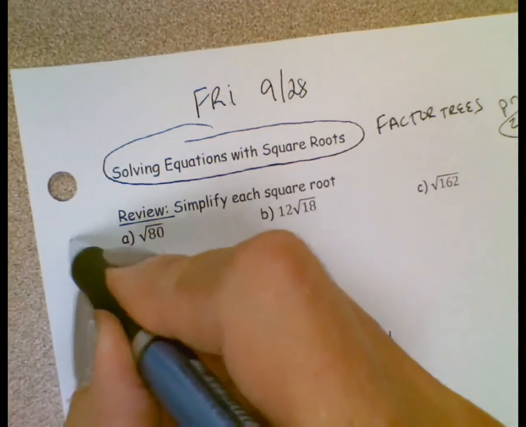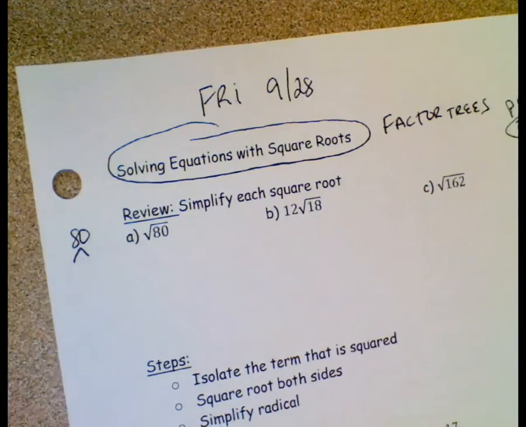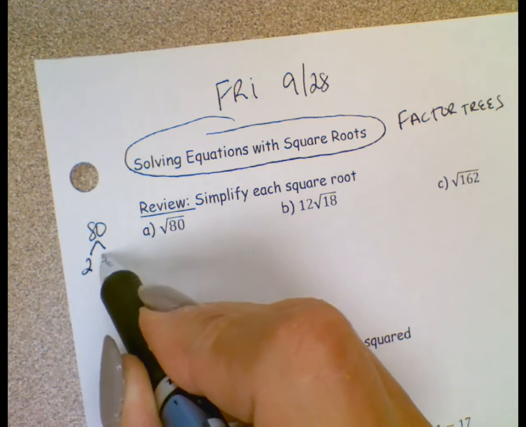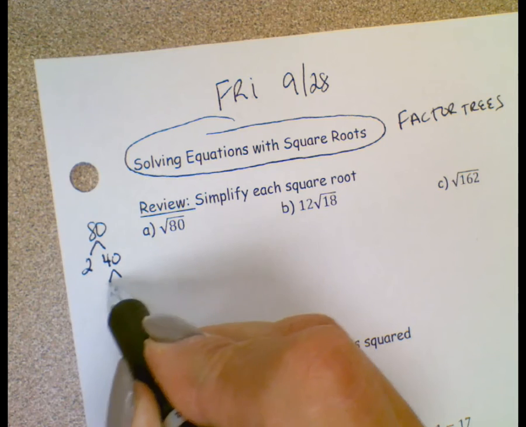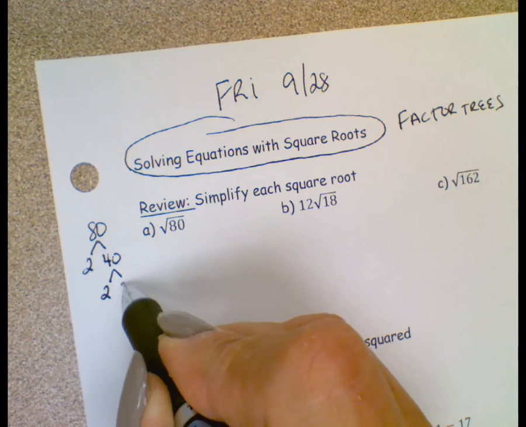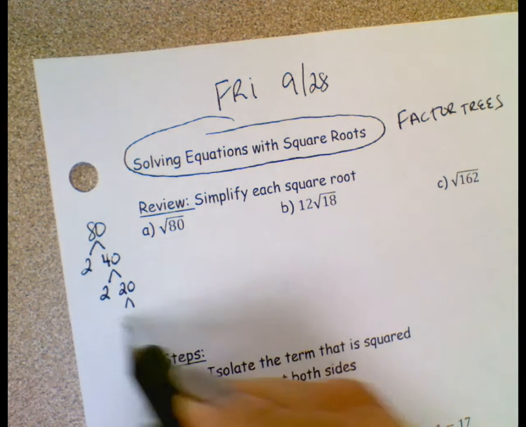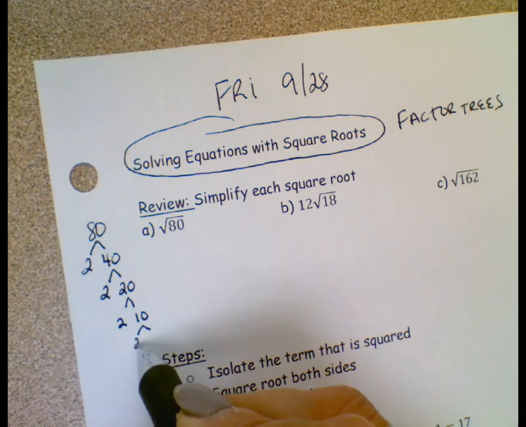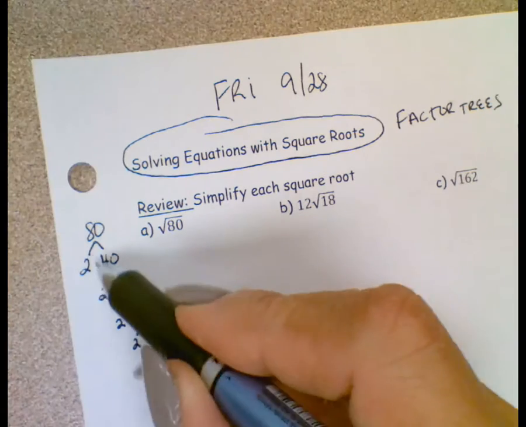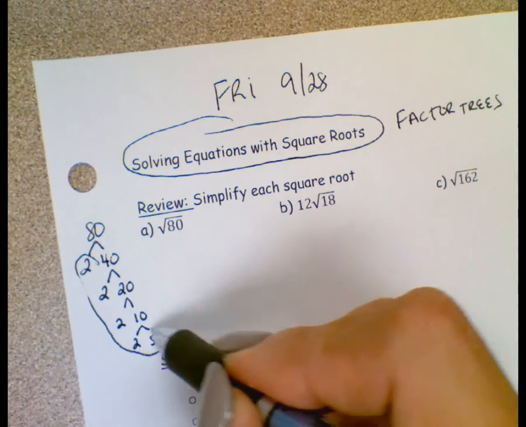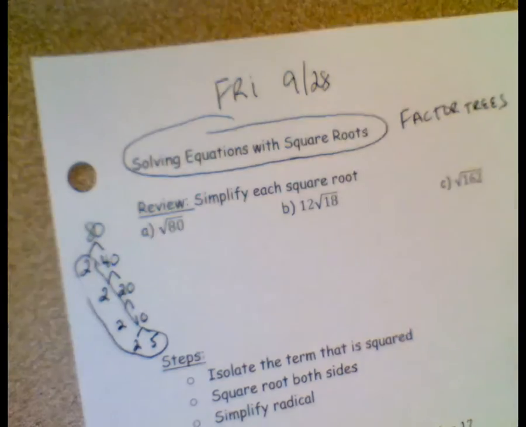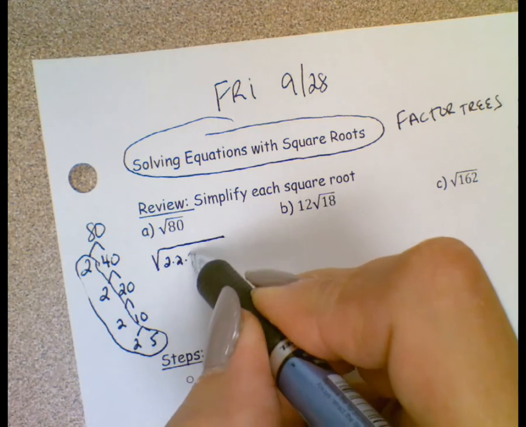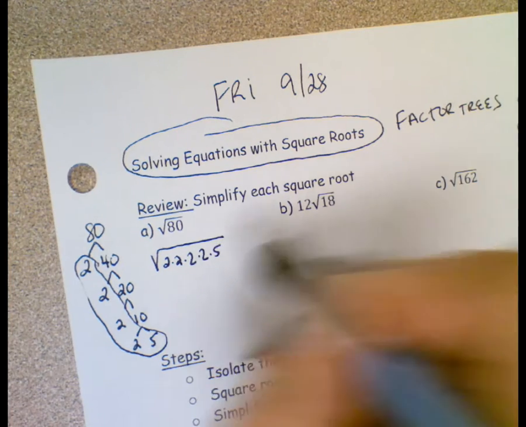So off to the side, we're going to take 80. We're going to do a factor tree. As long as it's even, we're going to start with a 2. What's half of 80? 40. Start with a 2 again. What's half of 40? 20. Start with a 2 again. What's half of 20? 10. 10 is even. 2 and 5. So these are the factors of 80 using prime numbers only. So 80 can be rewritten as 2 times 2 times 2 times 2 times 5.